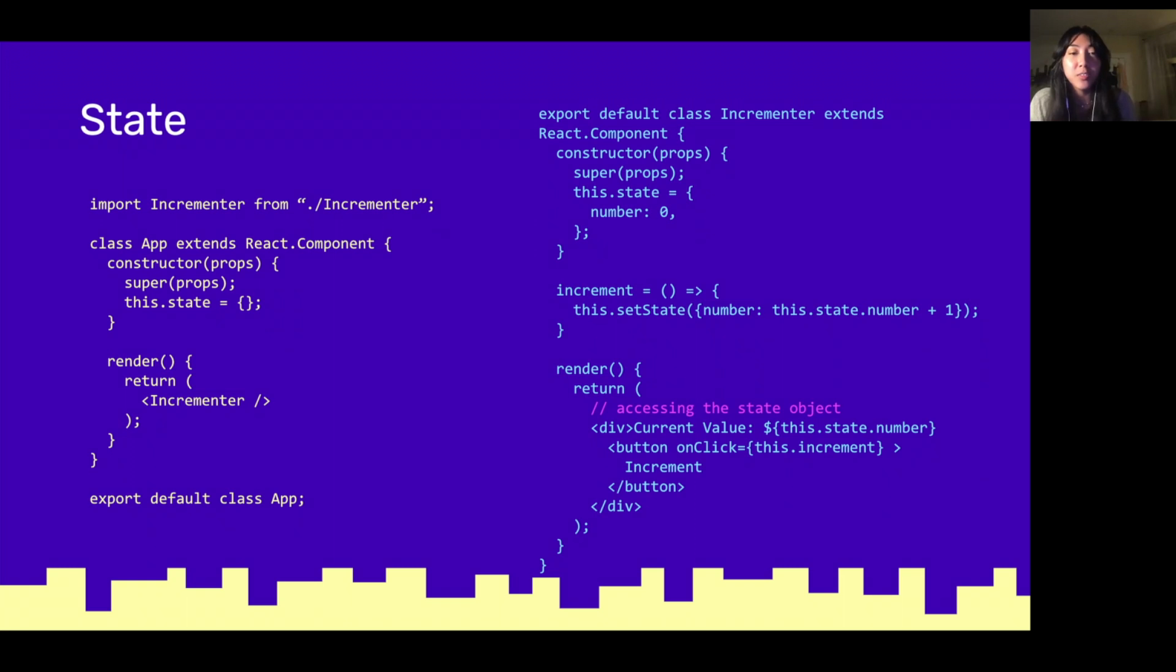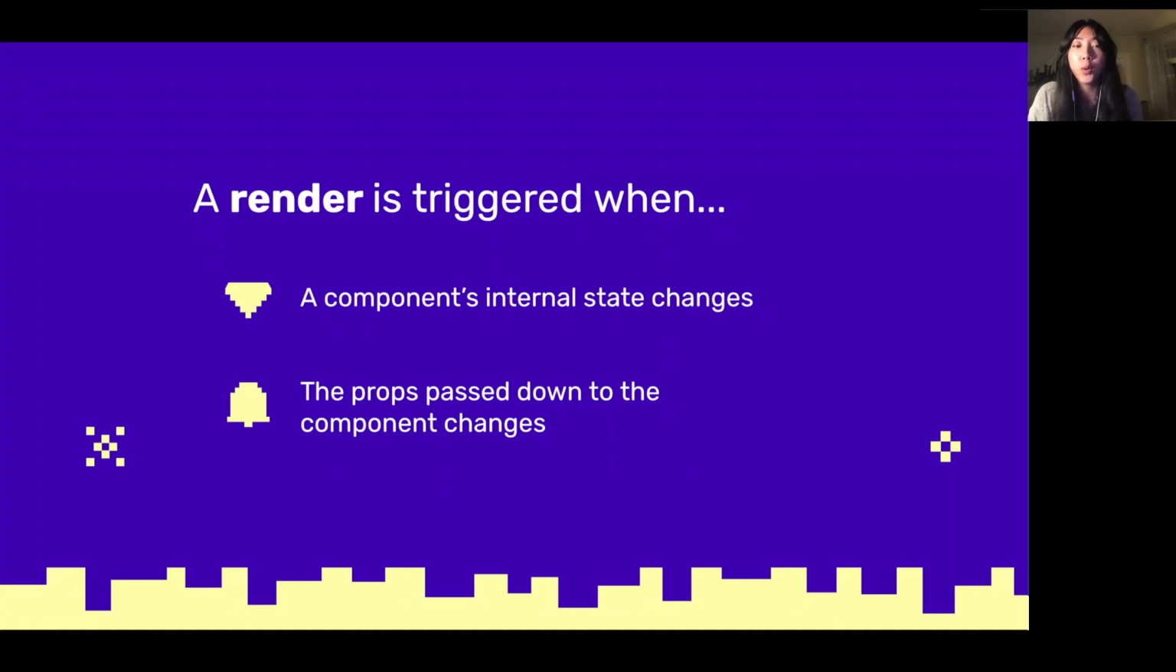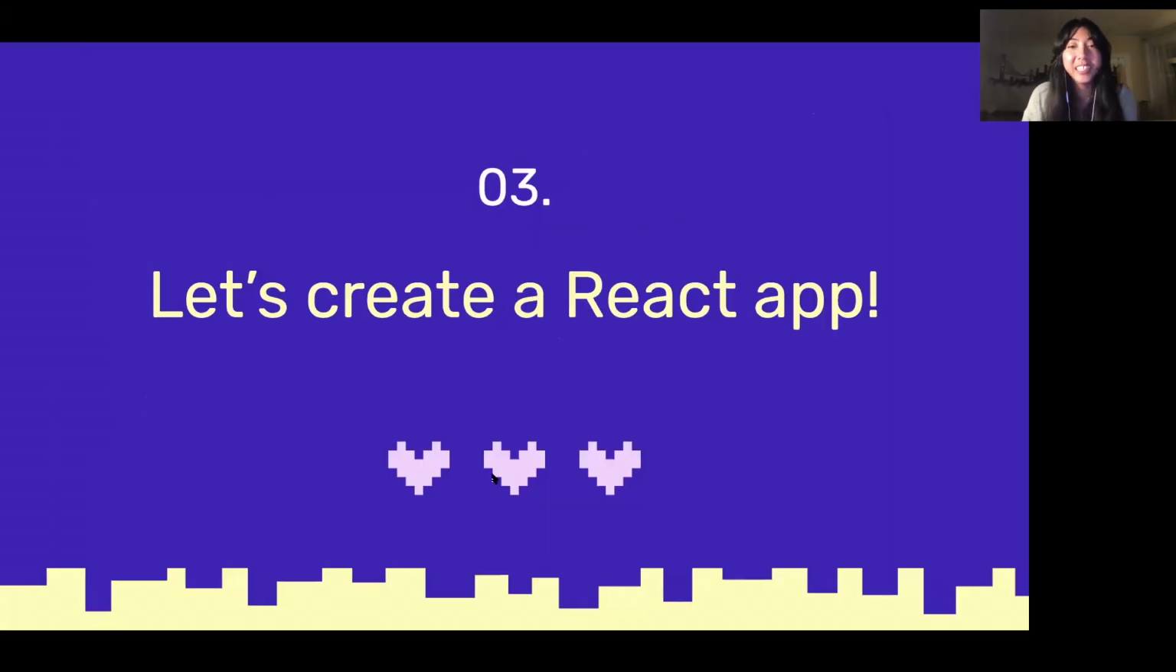So this seems a little confusing, but I would recommend trying to run it yourself after I teach you how to make a React app, because it'll help you get an understanding of how React actually works. So overall, a render can be triggered by either a component's internal state change or if the props passed down to a component are changed. All right, last thing, let's create a React app.